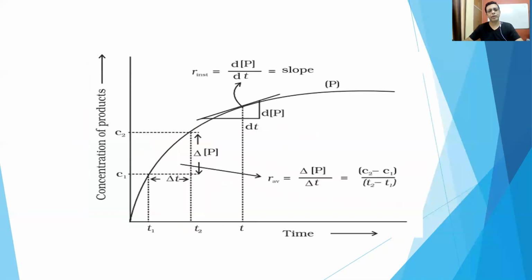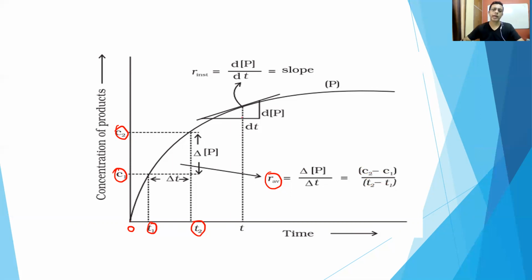Similarly, we can graphically represent the rate in terms of concentration of product. So here, when the time is 0, the product concentration was 0. As time passes, the concentration of product increases. Initially at time T1, let the concentration of product be C1. At time T2, let the product concentration be C2. Then for this particular time interval, the average rate can be written as delta P by delta T. Here a negative sign is not required because product concentration increases with time. So it is positive: C2 minus C1 by T2 minus T1. So this is how the rate can be explained.